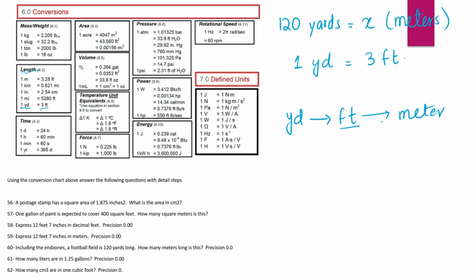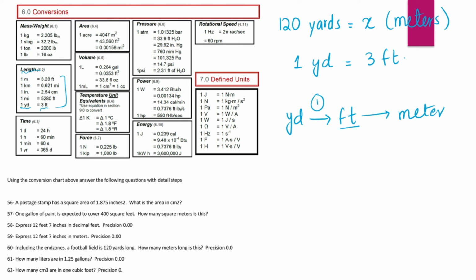Why are we doing two steps? Because we need to convert yards into meters, and there is no direct unit for yards into meters, but yards into feet is given and feet into meters is given. So first we will convert the yards into feet, and then we will convert the feet into meters. Simple. Let's do the first step. Convert the yards into feet.